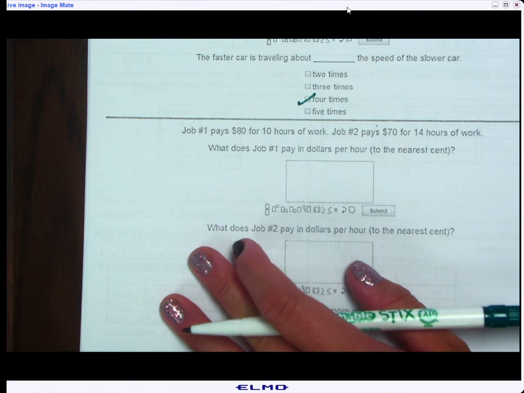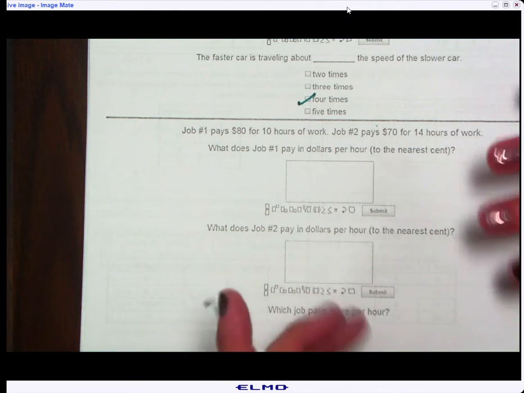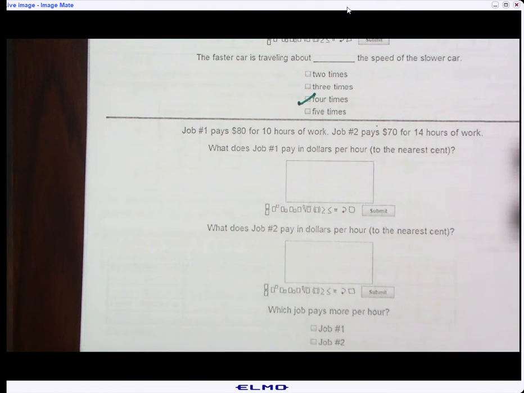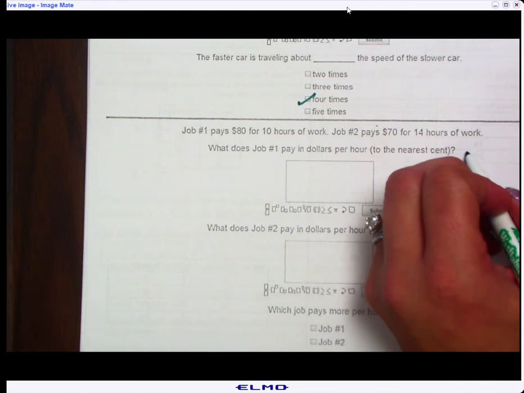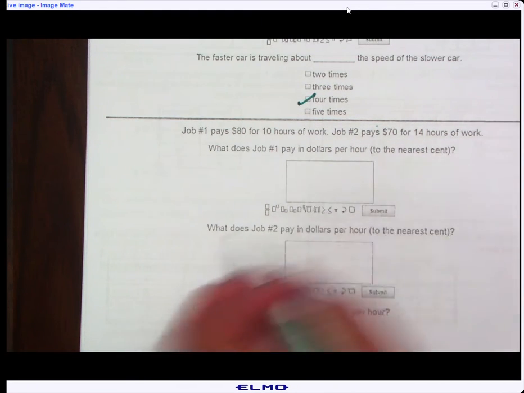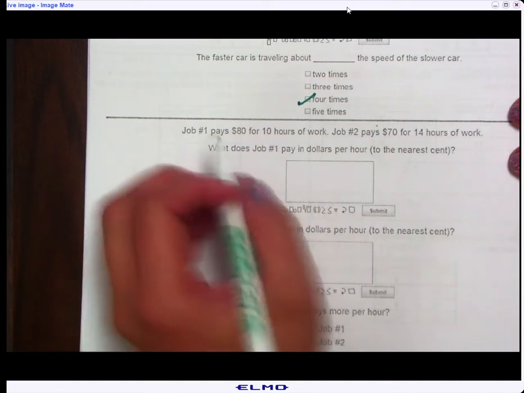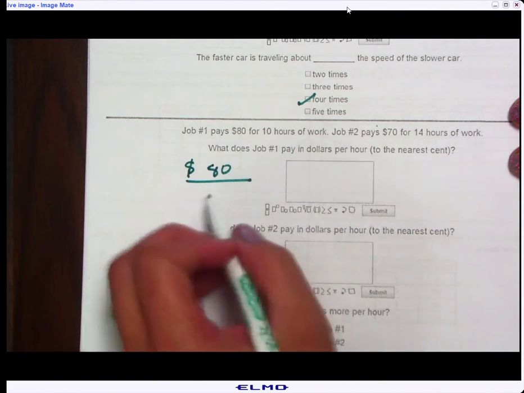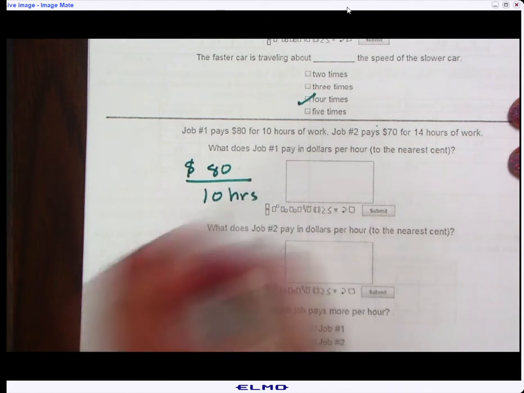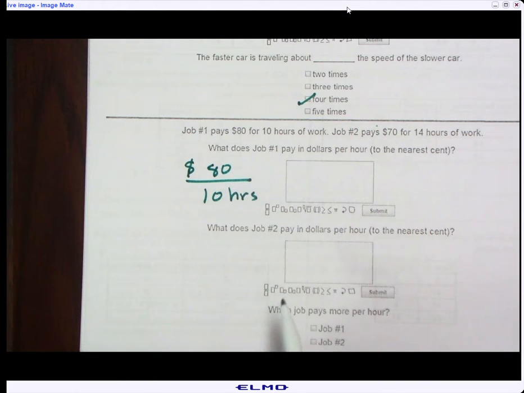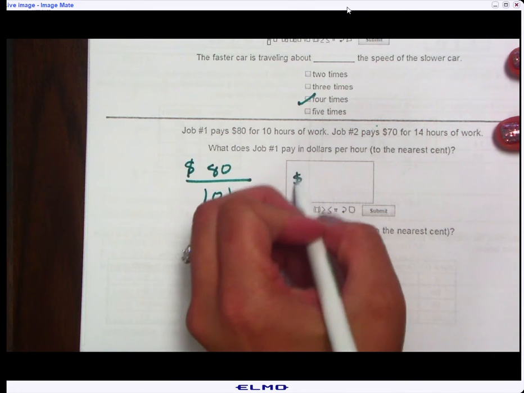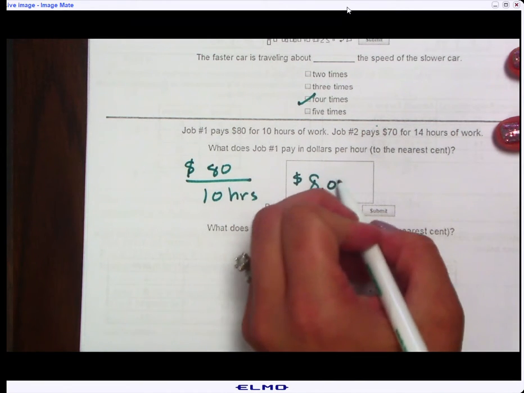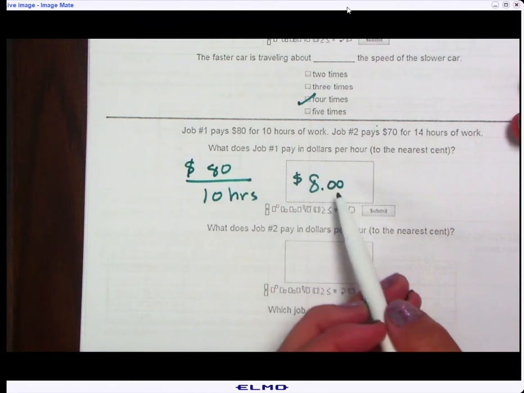So job 1 pays $80 for 10 hours of work and job 2 pays $70 for 14 hours of work. What does job 1 pay in dollars per hour to the nearest cent? So that's 2 decimal places because money has 2 decimal places. So $80 for 10 hours. When I do 80 divided by 10, that's 8. But they don't want just the number 8. They want that 2 decimal places. So I'm going to make it look like money with 2 decimal places.